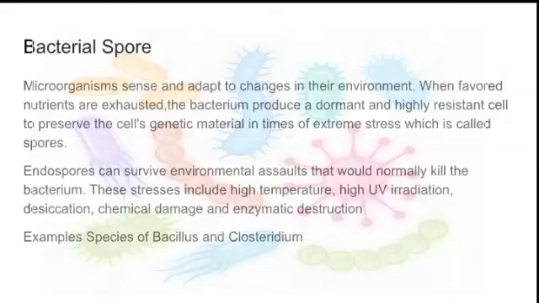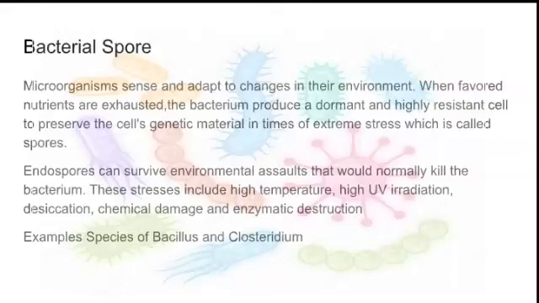This is one good thing as a human being we should always remember. When there is difficulty, you should behave like bacterial spores. Some of the species are Bacillus and Clostridium, which have the capacity of turning themselves into endospores. These spores cannot be killed by high temperature, high UV radiation, chemical change, or enzymatic destruction. Nothing will do any change in the bacterial spore.